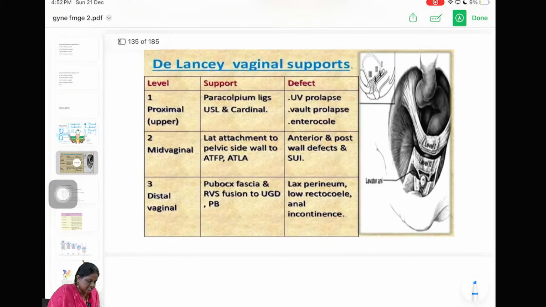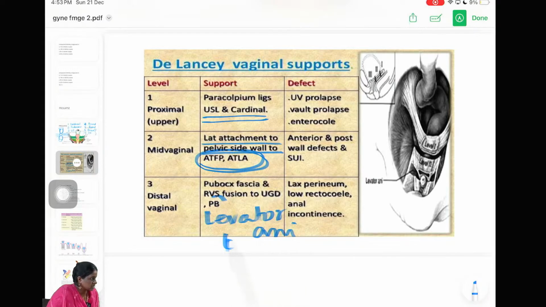Now coming on to DeLancey's classification. We saw level 1, 2 and 3. Level 1 is the uterosacral and cardinal ligament. Level 2 is in the middle, the lateral attachment to the pelvic side walls, that is the pelvic fascia. And the third is the levator ani and perineal body. You remember, in the morning we saw all these.